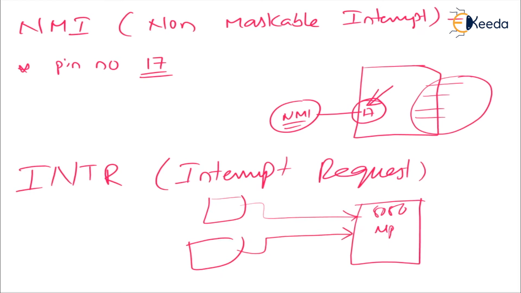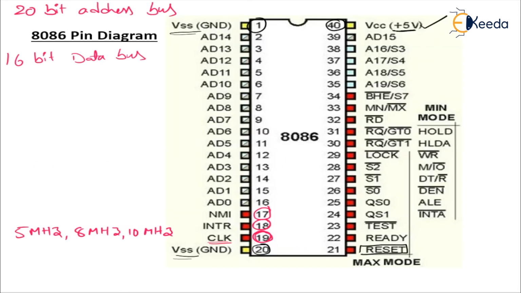That means the device is saying, I want to communicate with you, so please accept my request. The device puts a request to the microprocessor, then the microprocessor knows that some other device wants to communicate with it, and the microprocessor will execute that interrupt. Dear students, please pay attention, this is very important.